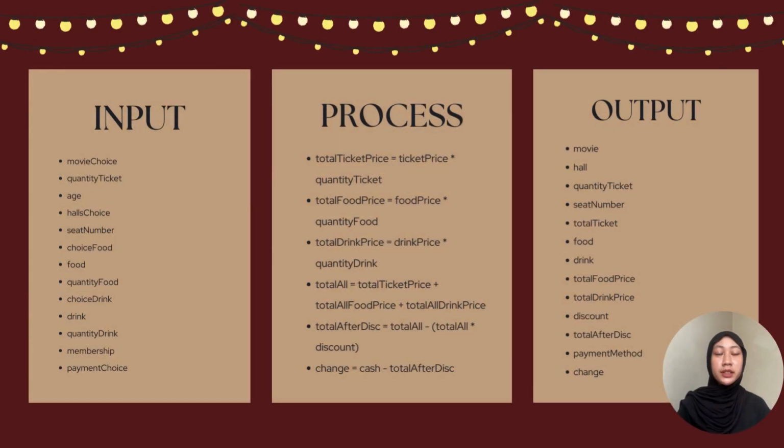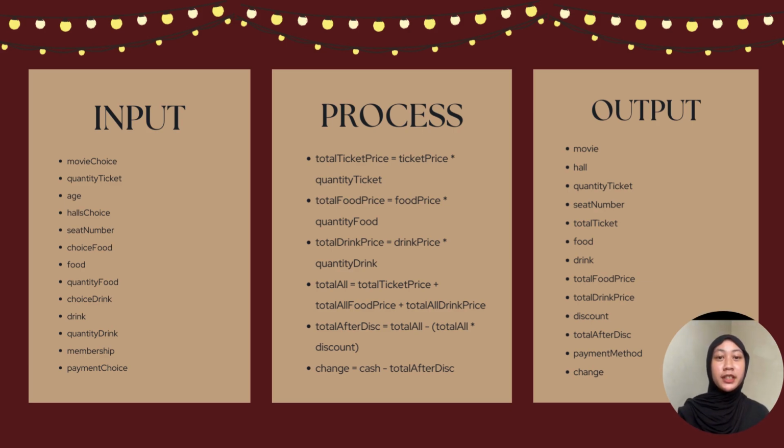Next is problem analysis. Problem analysis consists of three elements, which are input, process, and output. For input, we'll have the user enter their input. Like here, we'll get the user input for movie choice, quantity ticket, age, house choice, seat number, choice food, quantity food, choice drink, quantity drink, membership, and payment choice.